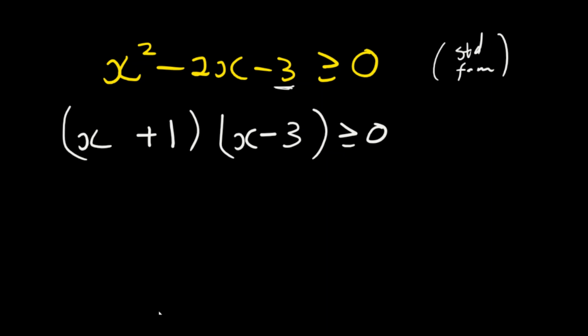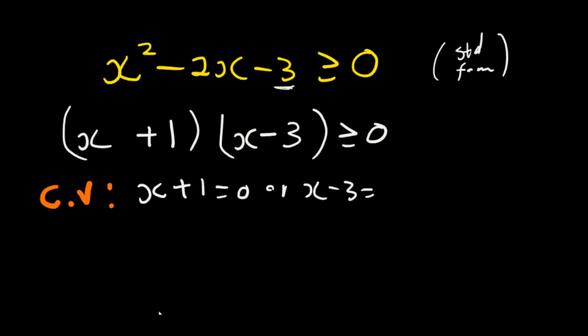Then from here, you're going to identify your critical values. So your critical values are x plus 1 equals to 0, or x minus 3 equals to 0. Right, and you transpose this 1 to the other side, transpose this minus 3, you have x is equals to minus 1, or x is equals to 3. So these are your critical values.